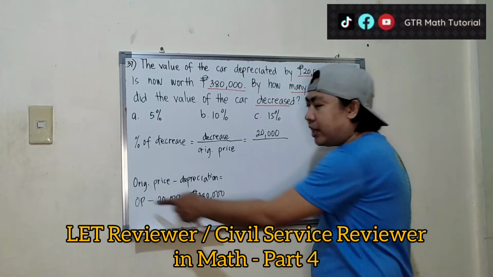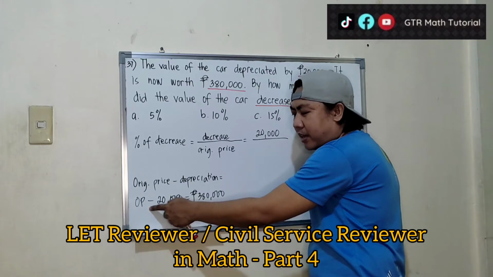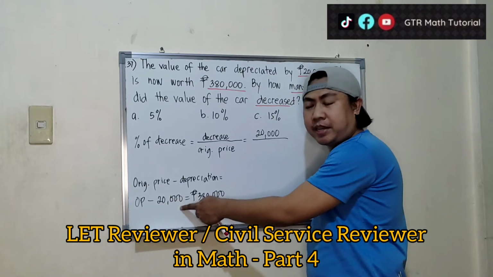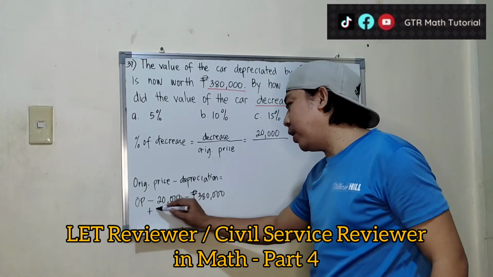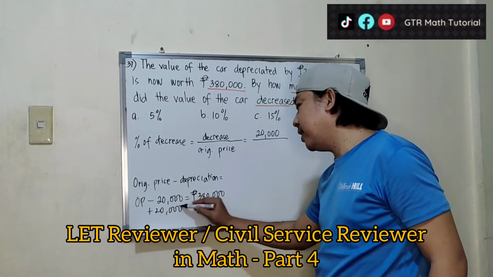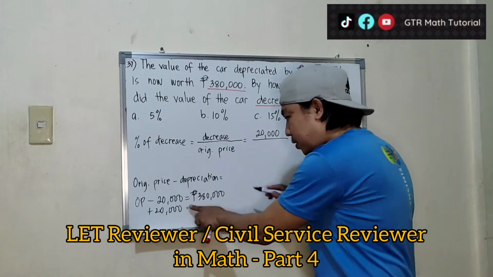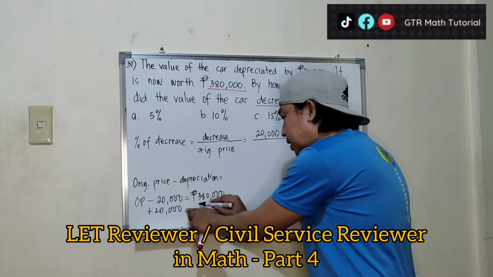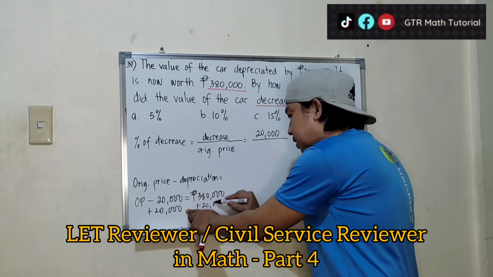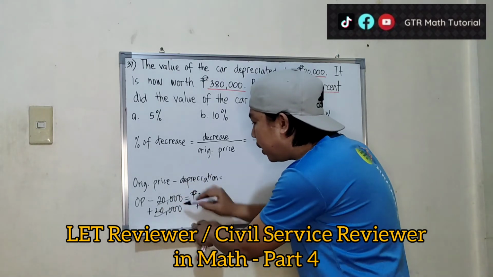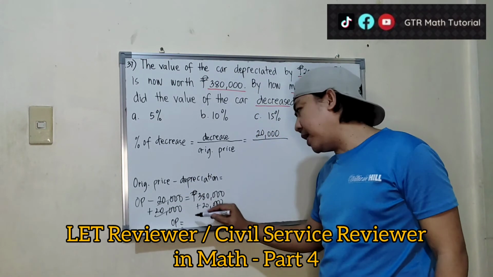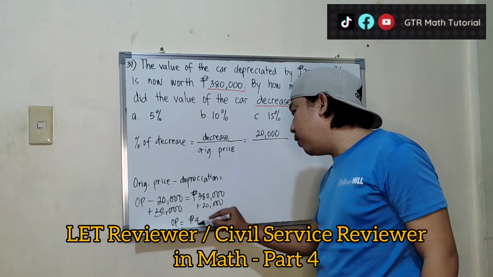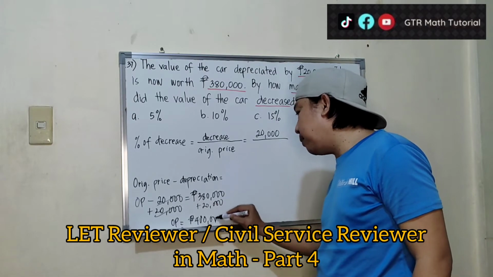So, para makuha yung original price, syempre, add lang tayo ng 20,000 pesos dito. Add 20,000 to both sides of the equation para makuha yung original price natin. Maka-cancel na to. So, therefore, the original price of the car is 380 plus 20,000 pesos, that is equal to 400,000 pesos.